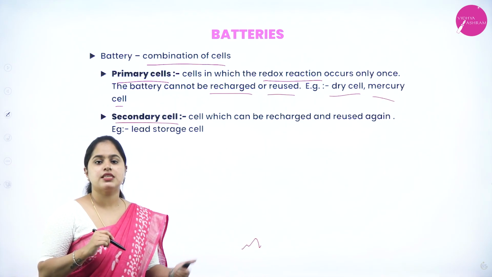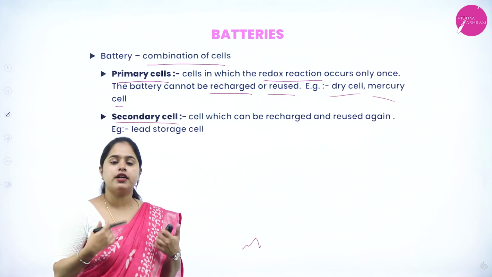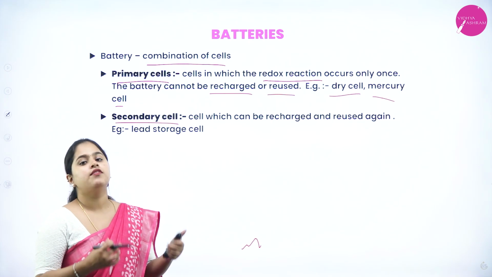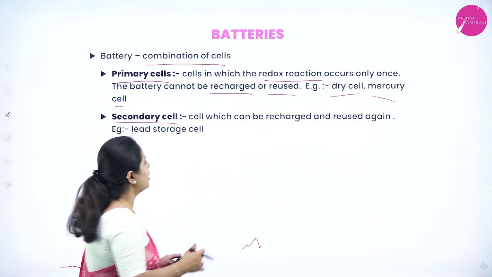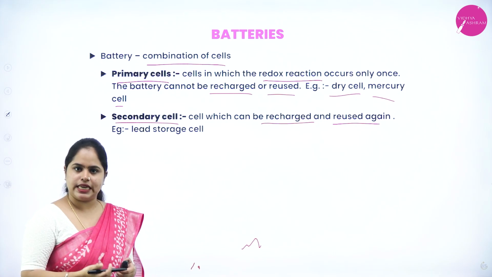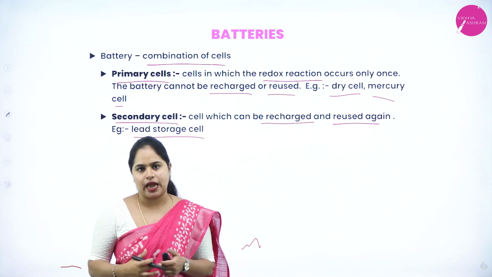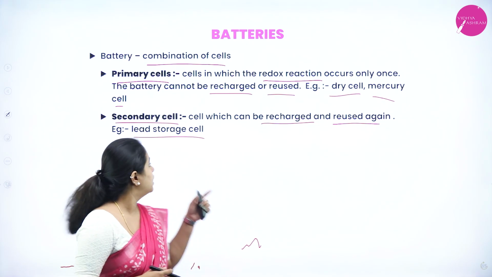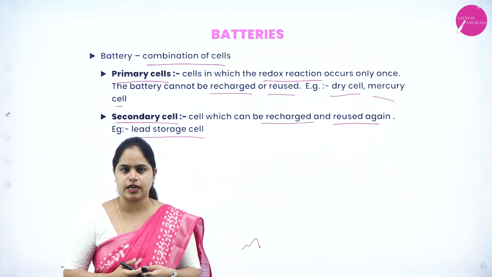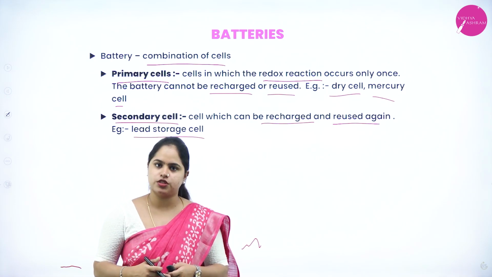Now the next type is the secondary battery. The cells in which the redox reaction can take place more than once, or else it is reversible. We can recharge it and reuse it. Cells which can be recharged and reused again are called secondary cells. Examples are the lead storage cell and the nickel cadmium cell. I hope primary and secondary batteries are clear to you. Primary cannot be recharged and secondary can be reused again.